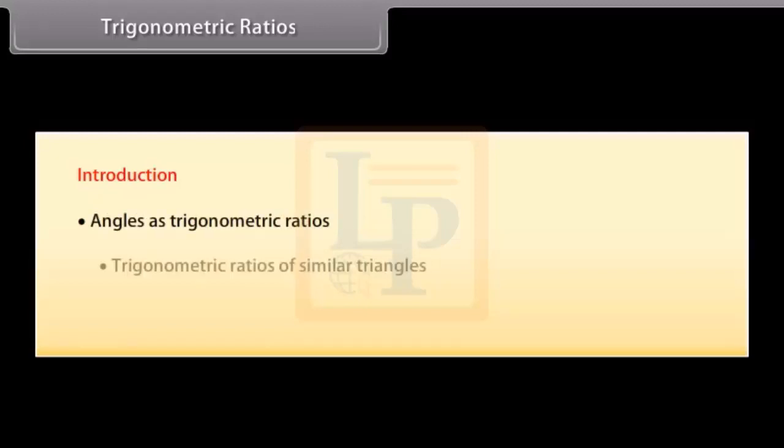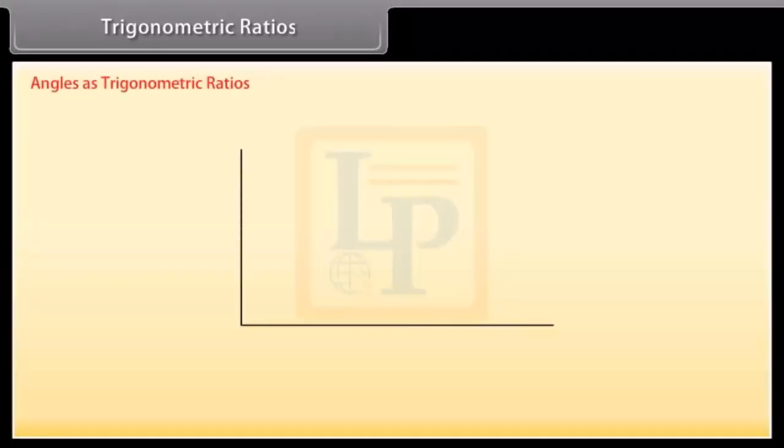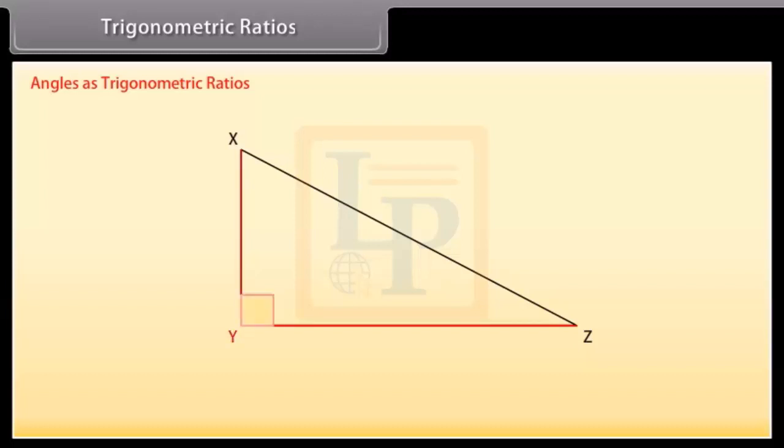Trigonometric ratios. Let us begin our introduction to trigonometry with trigonometric ratios. We will express the angles as trigonometric ratios, compare trigonometric ratios of similar triangles, and solve examples. Angles as trigonometric ratios. Look at triangle XYZ, right-angled at Y.